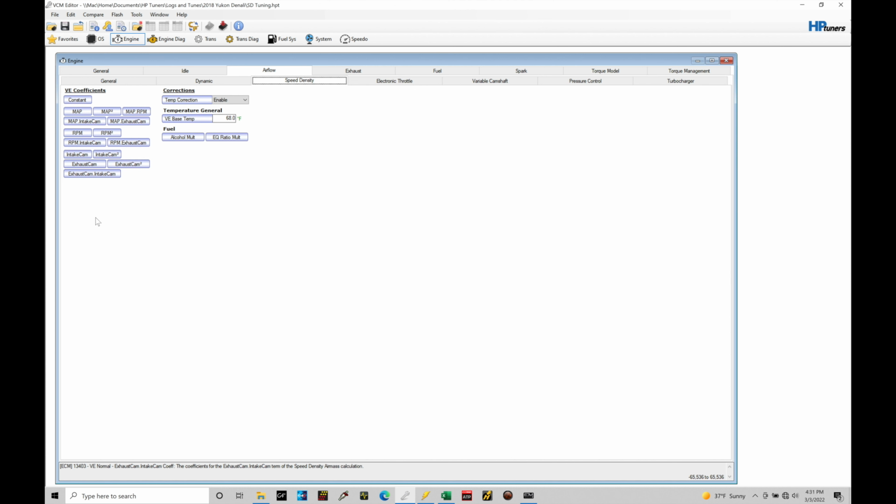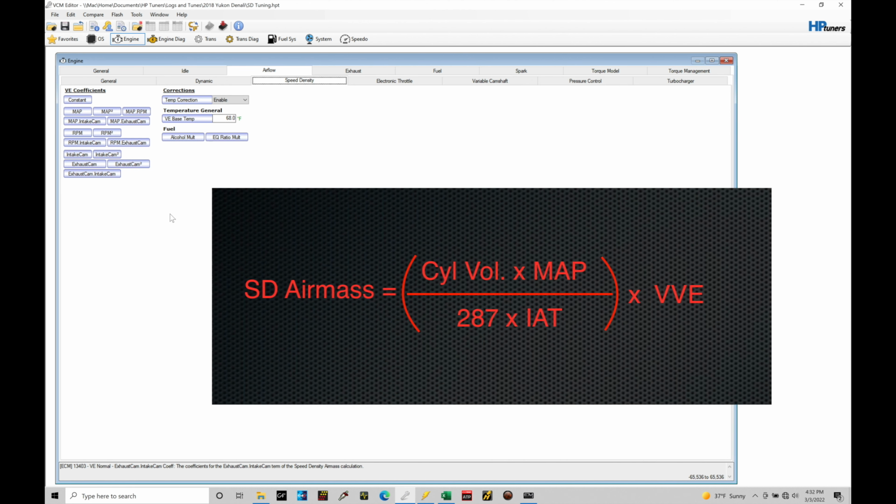So what we're going to do right now is talk about how it's actually calculating what the air mass is going to be. It's pretty straightforward in terms of the equation here. Let's take a look. We'll find that the speed density air mass, or what's known as the volumetric efficiency air mass, is going to be the volume per cylinder multiplied by the MAP pressure sensor reading, which is a sensor that's measuring our vacuum or pressure in our intake manifold, divided by a universal gas constant, which is 287, multiplied by our intake air temperature in units of Kelvin.